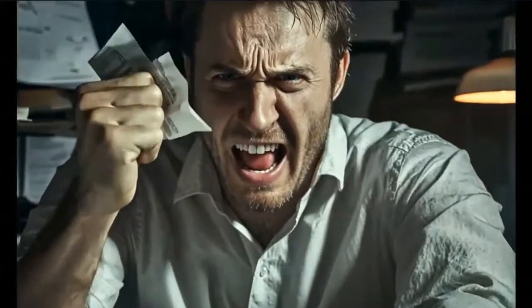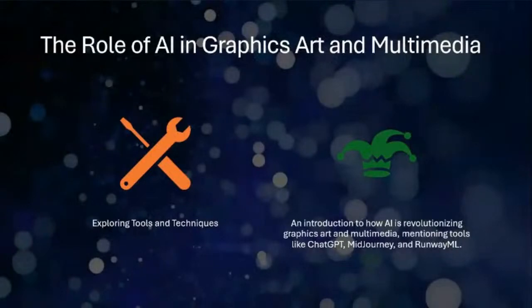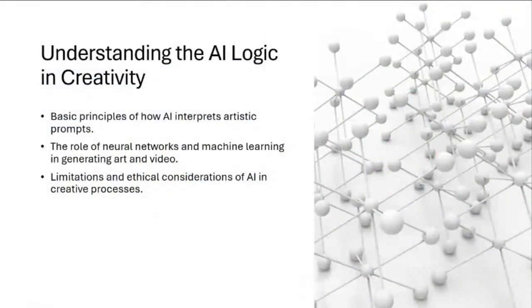Now, this is where I give you the long spiel about what exactly AI is doing. I just call this aspect understanding the AI logic in creativity. So how does AI know what to do? Let's talk about that real briefly, because I know it is like a mystery to some people. Let's talk about basic principles of how AI interprets artistic prompts, and the role of neural networks and machine learning in generating art and video.